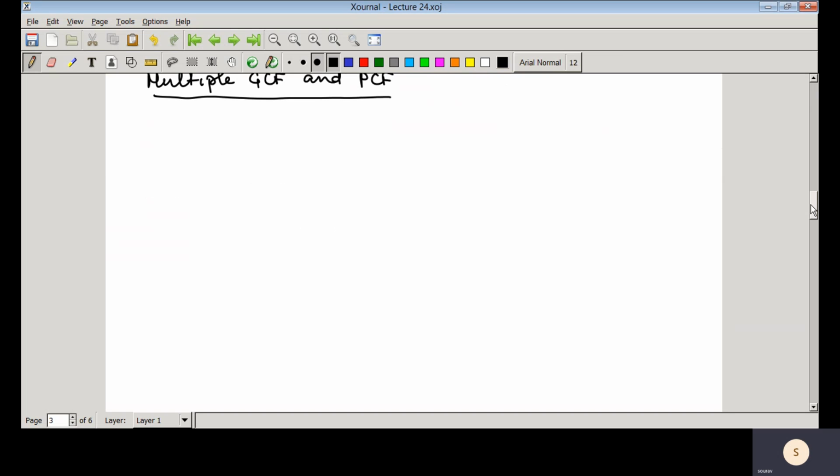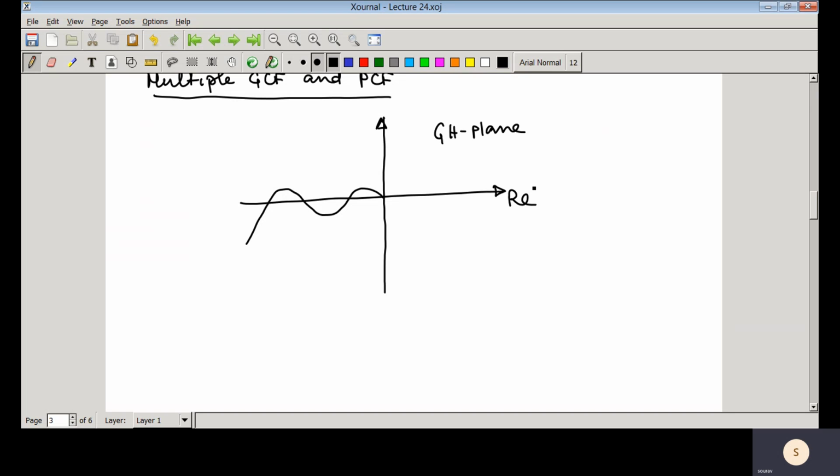So first we just consider multiple phase crossover frequencies. Suppose we have this type of plot. We are just showing a part of Nyquist plot, and of course that is the GH plane. This is the real axis, and this is the imaginary axis. And suppose you have that critical point here. So we have three frequencies here, that is omega 1, omega 2, and omega 3.